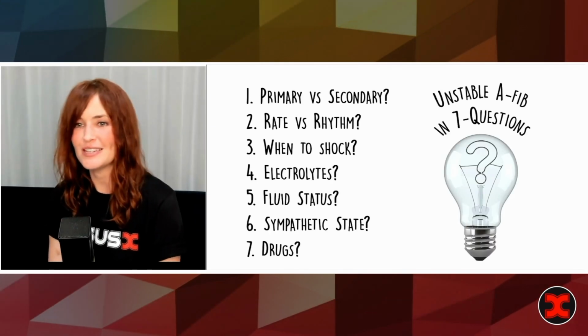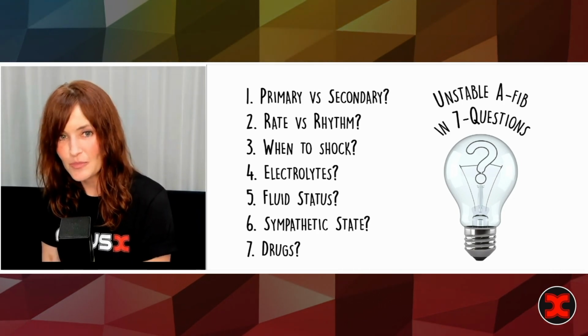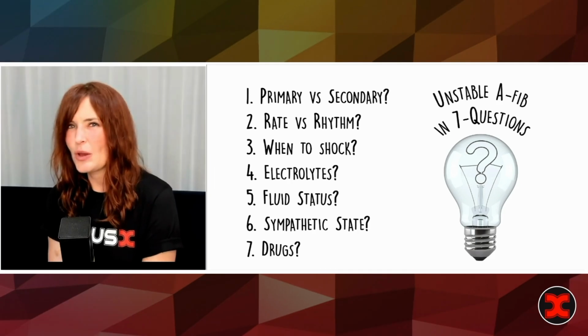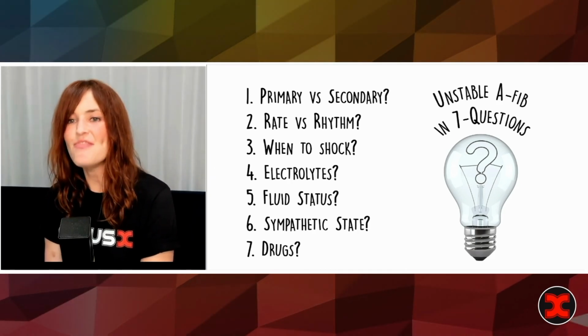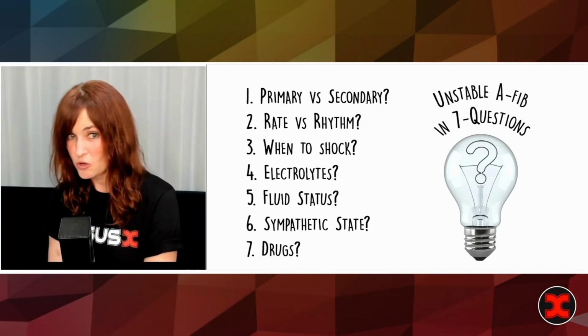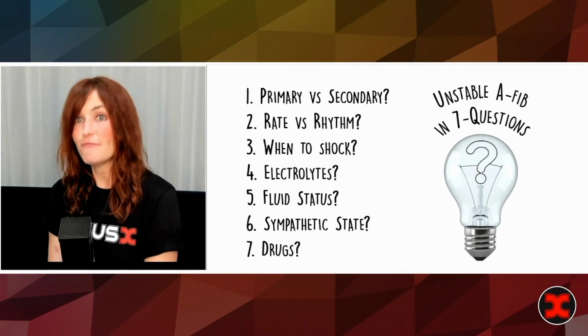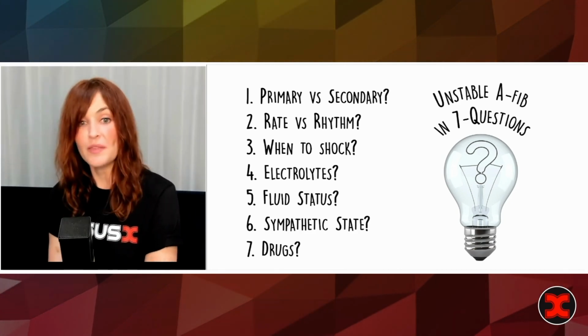So, in sum, my 7 questions for unstable AFib are: 1, primary versus secondary. 2, is it my rate or my rhythm that's the problem? 3, do I really need to shock right now, or do I need to fix all these other things and then try to shock them if they don't work? 4, let me fix my electrolytes, my K and my Mag. 5, my fluid status, are they hypovolemic, hypervolemic? Do I need to work on that?